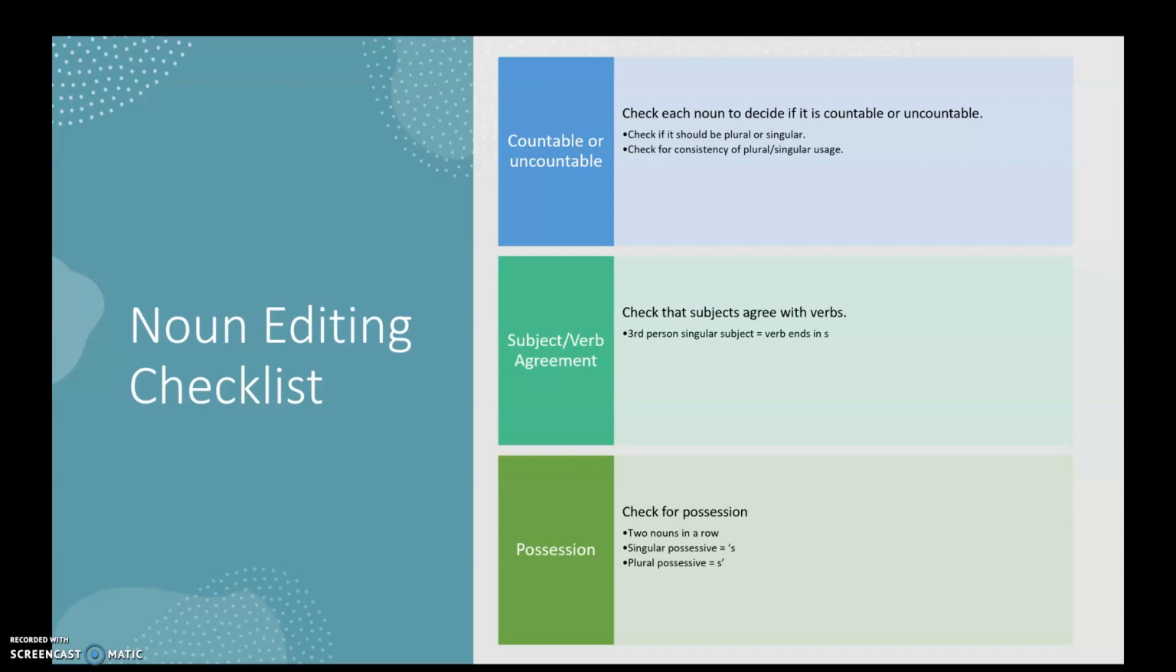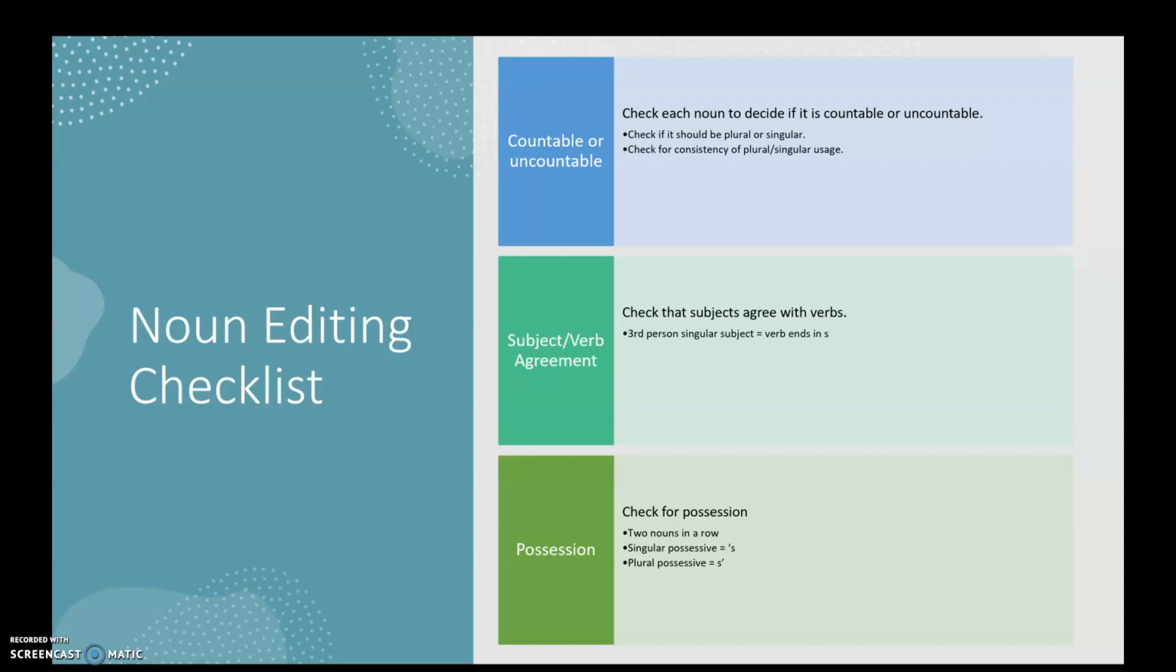So check each noun to decide if it's countable or uncountable. If it's uncountable, if it's a mass noun, then it's all singular. It's pretty easy. If it's countable, you might want to check to see if it's singular or plural, and check for consistency in your plural or singularity, meaning make sure you use the same form each time. And then you want to double check your subject-verb agreement. And remember that third-person singular subjects have verbs that end in S. The cat walks. Walks ends in S.